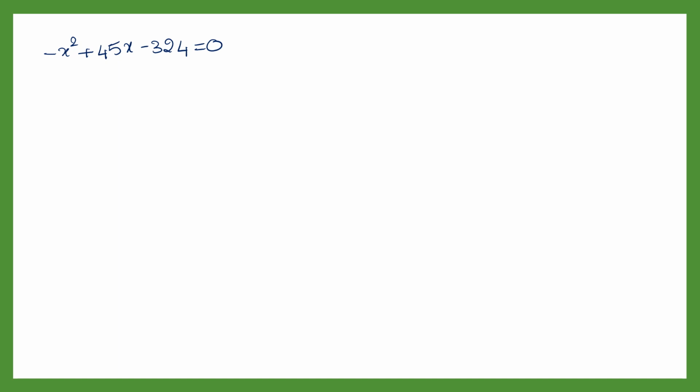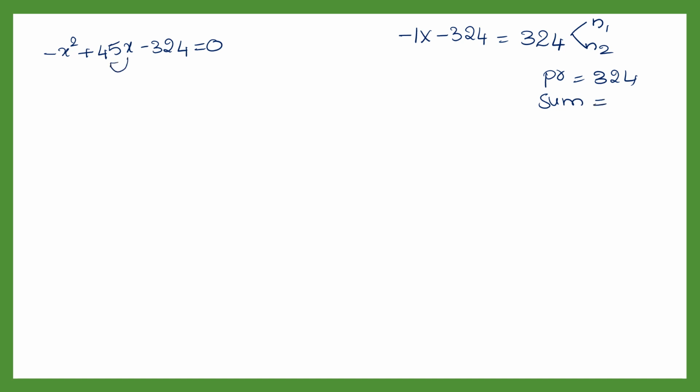For that, what should we do? As discussed in the first question, we will take the coefficient of x square, which is minus 1, into the constant, which is minus 324. Minus into minus is plus 324. 324 we should split into two numbers, n1 and n2. Product should be 324 and sum should be the coefficient of x. What is the coefficient of x here? 45. Coefficient of x is 45.